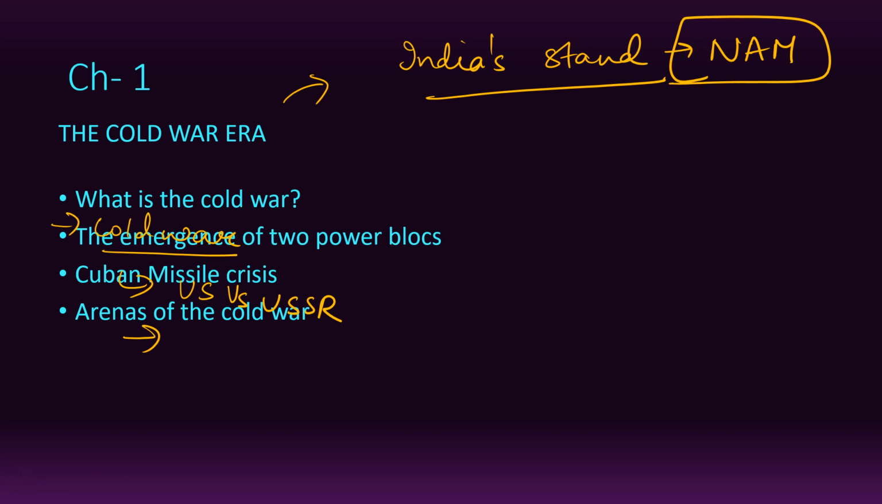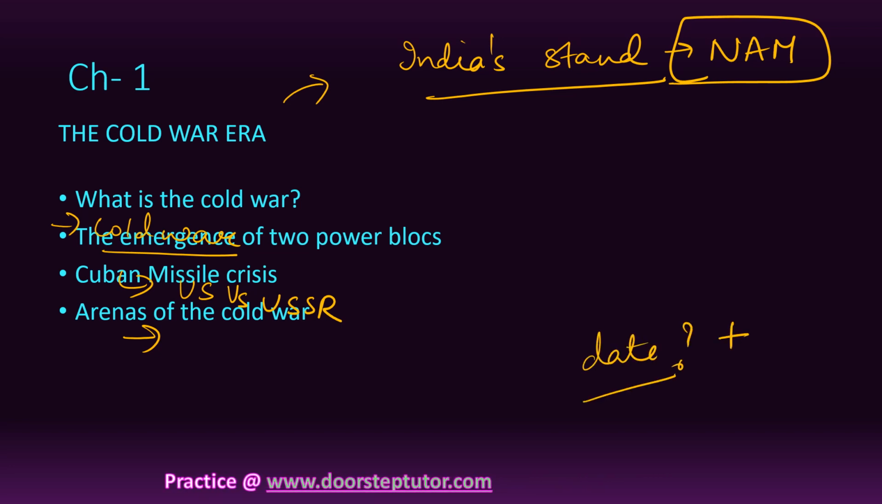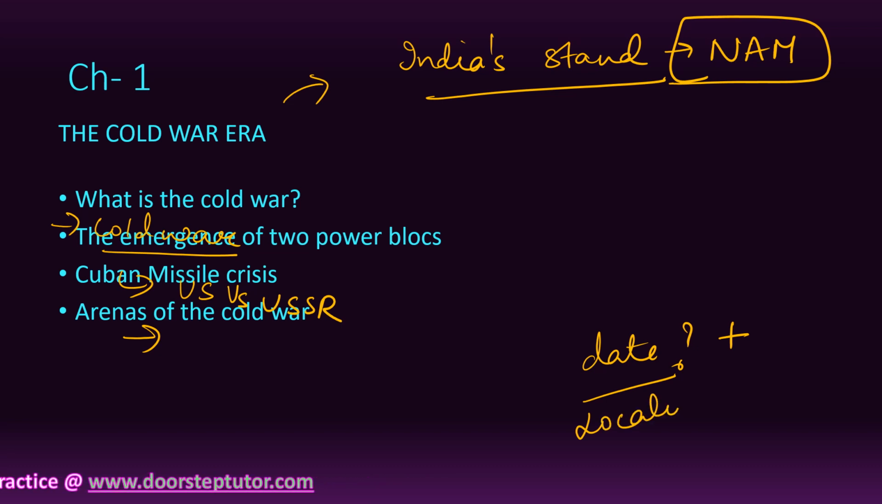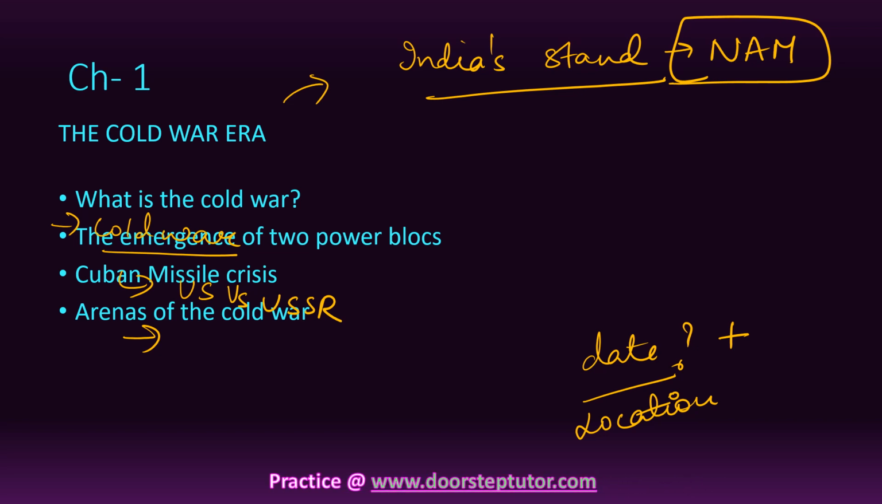The Cuban Missile crisis. What was the Cuban Missile crisis? When you are studying about the Cuban Missile crisis, the date is very significant. The location is something very important that you need to cover. So within chapter 1, when you're preparing the Cuban Missile crisis, I'm talking about the 1962 period. Then what is the Cold War? Who are the two power blocs that were engaged in the Cold War? What were the arenas of the Cold War? Everything has to be covered pinpoint.